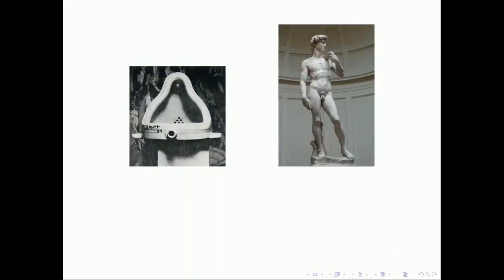Now, this is not the way that social scientists normally work. And so if I had to think of a piece of art that captures the social science style more, I would think of this, David. So when Michelangelo wanted to make David, he didn't look around for a thing that kind of looked like David. He spent 3 years making David. And so this is the sort of custom-made style that a lot of social scientists have.